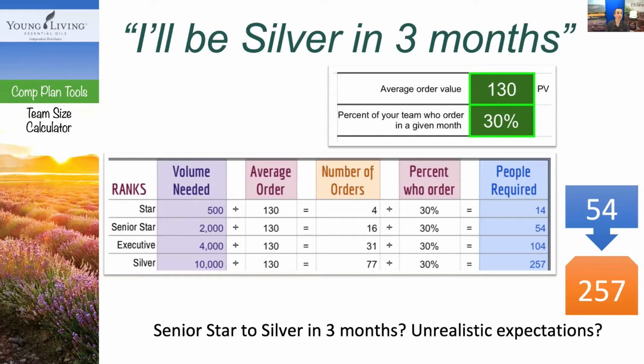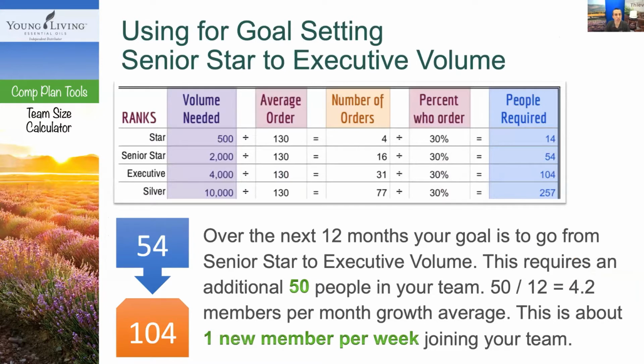Seeing they only have 54 people in the team already, to grow by 65 people a month over 3 months is not really realistic. And so that's how the tool can help you to look at what your goals are and put them into a context to see if what your goals are realistic. So let's have a look at how you can use that for some goal setting in a bit more detail.